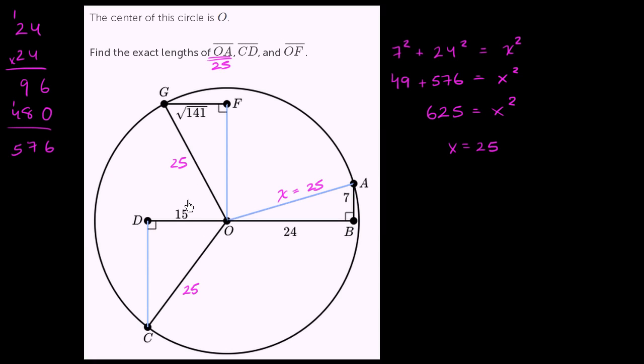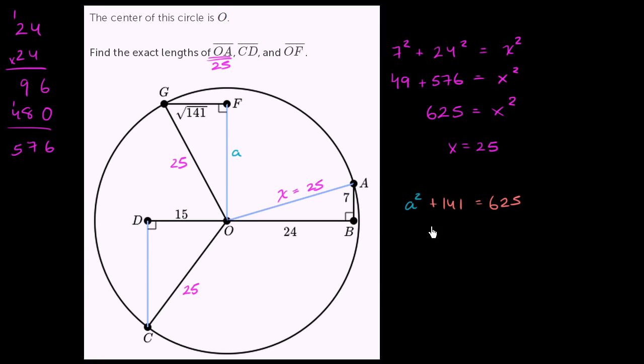So now we just have to apply the Pythagorean theorem a few more times. Right over here, let's call OF, for the sake of argument, A. For this triangle, we see that A squared plus the square root of 141 squared, I'll just write that as 141, is going to be equal to 25 squared, which we already know to be 625.